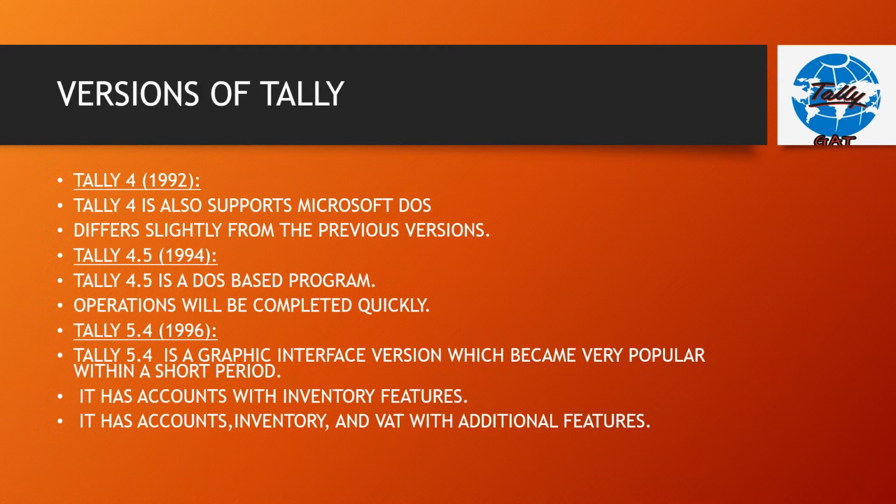The next version is Tally 5.4. It was introduced in the year 1996. Tally 5.4 is a graphic interface version which became very popular within a short period. It has accounts with inventory features. It has accounts, inventory and VAT with additional features.